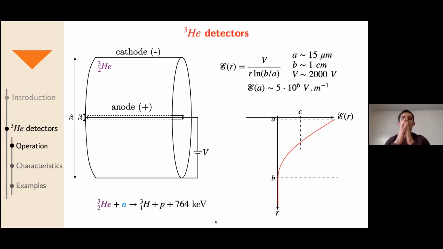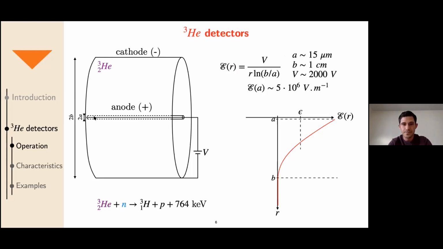Okay, so now I will deal with the helium-3 detectors. The easiest way to present the helium-3 detector is to consider a hollow cylinder filled with helium-3 gas, with a wire inside. We apply a voltage between the wire and the cylinder, and an electric field appears, which has this expression where V is the applied voltage, R is the radius, and b and a are the radius of respectively the cylinder and of the wire.